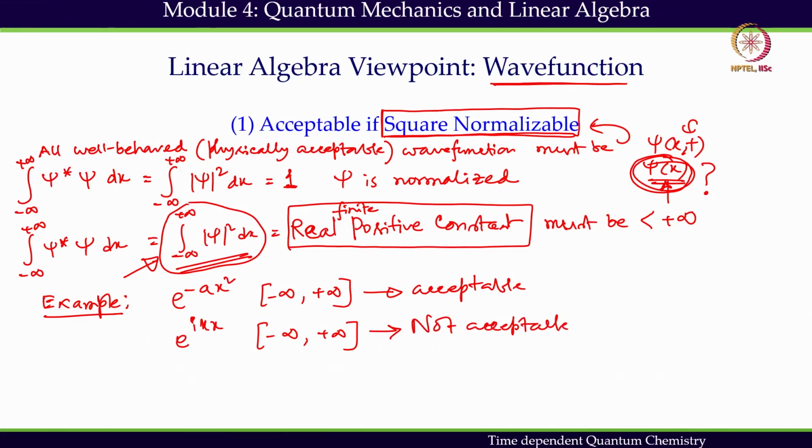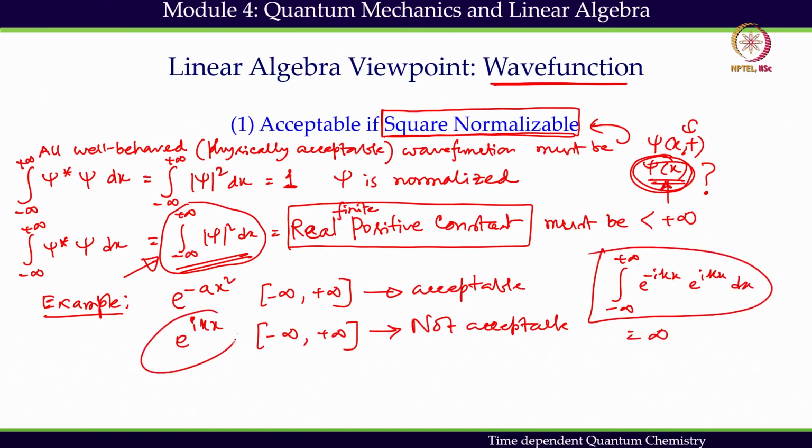because within this limit we get an infinite value. If we take the integration from minus infinity to plus infinity of e to the power i k x, taking the square modulus, this is going to be e to the power minus i k x times e to the power i k x, then dx. This is going to be infinite. So this integration becoming infinite, this function cannot be used in quantum mechanics.